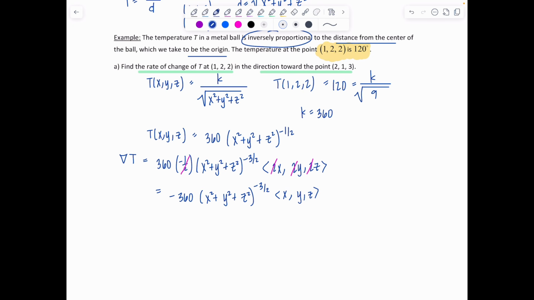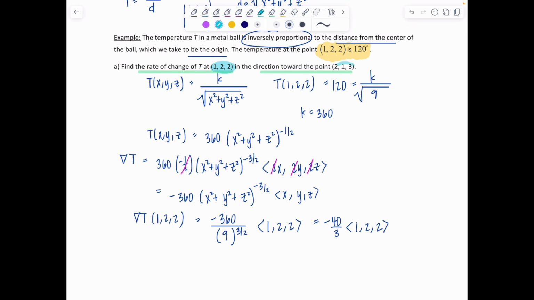Perfect. So I need the gradient of T evaluated at (1, 2, 2). So that'll be negative 360 over (1 squared plus 2 squared plus 2 squared), which is 9, to the 3/2 times (1, 2, 2). 9 to the 3/2, that's going to be 27. So this will simplify to negative 40 over 3 times (1, 2, 2). Okay, perfect. Now I need to dot this with a unit vector u that's going to be in the same direction as the vector that starts at (1, 2, 2) and ends at (2, 1, 3).